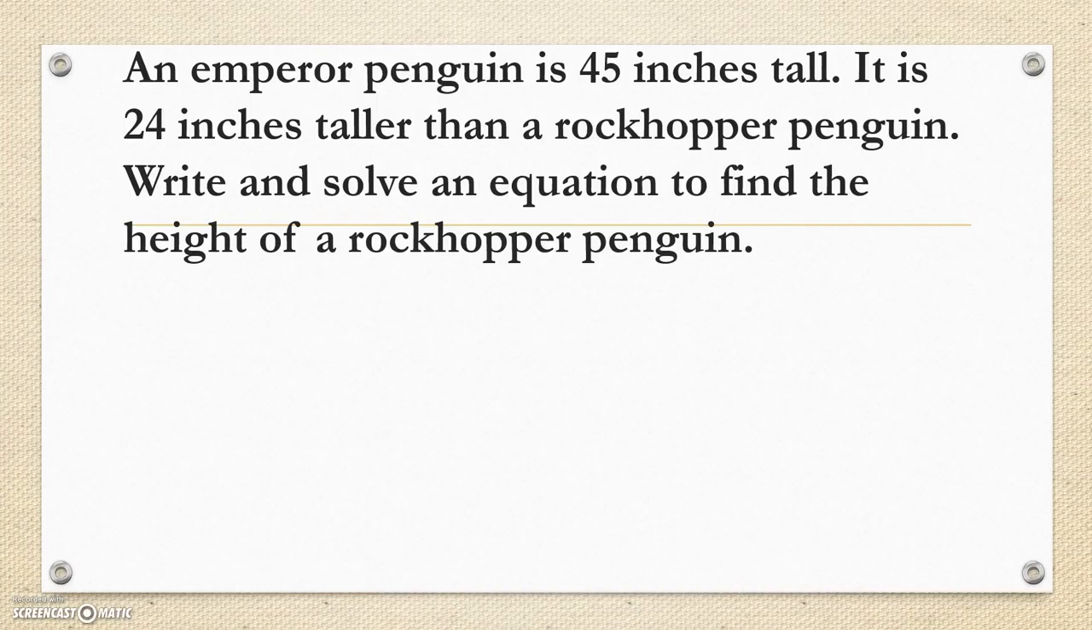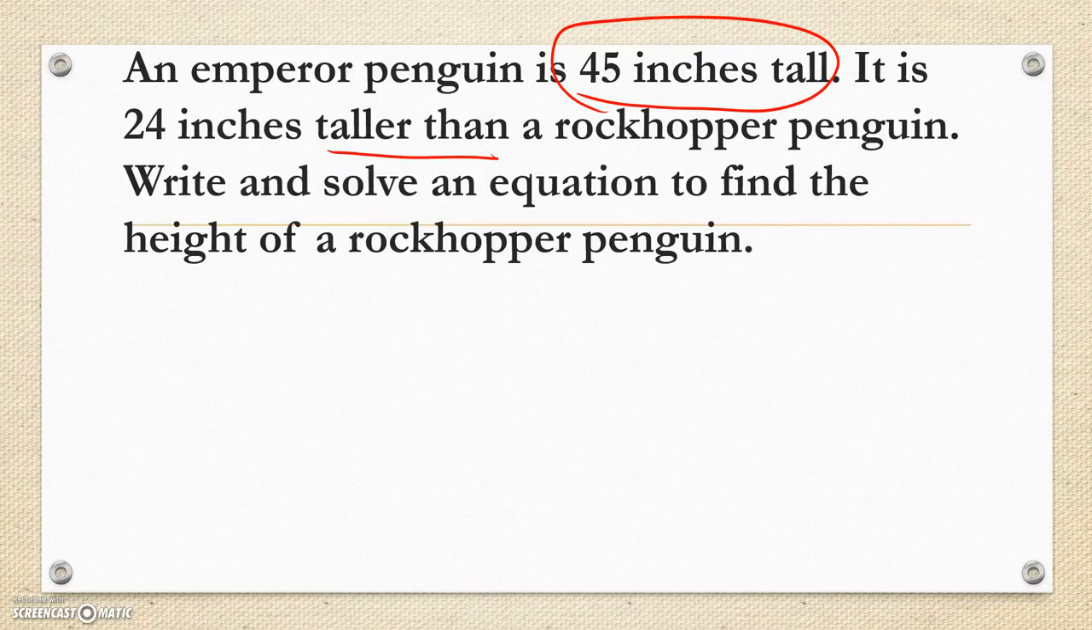So pause this video, copy down the problem. Again, if you feel confident enough, try and write an equation to see if it matches what we end up doing. So again, I'm going to go back, reread this problem, and underline or circle, highlight the important pieces of this word problem. So we know that the emperor penguin is 45 inches tall. We also know that that 45 inches, however tall that penguin is, is 24 inches taller than a rockhopper penguin.